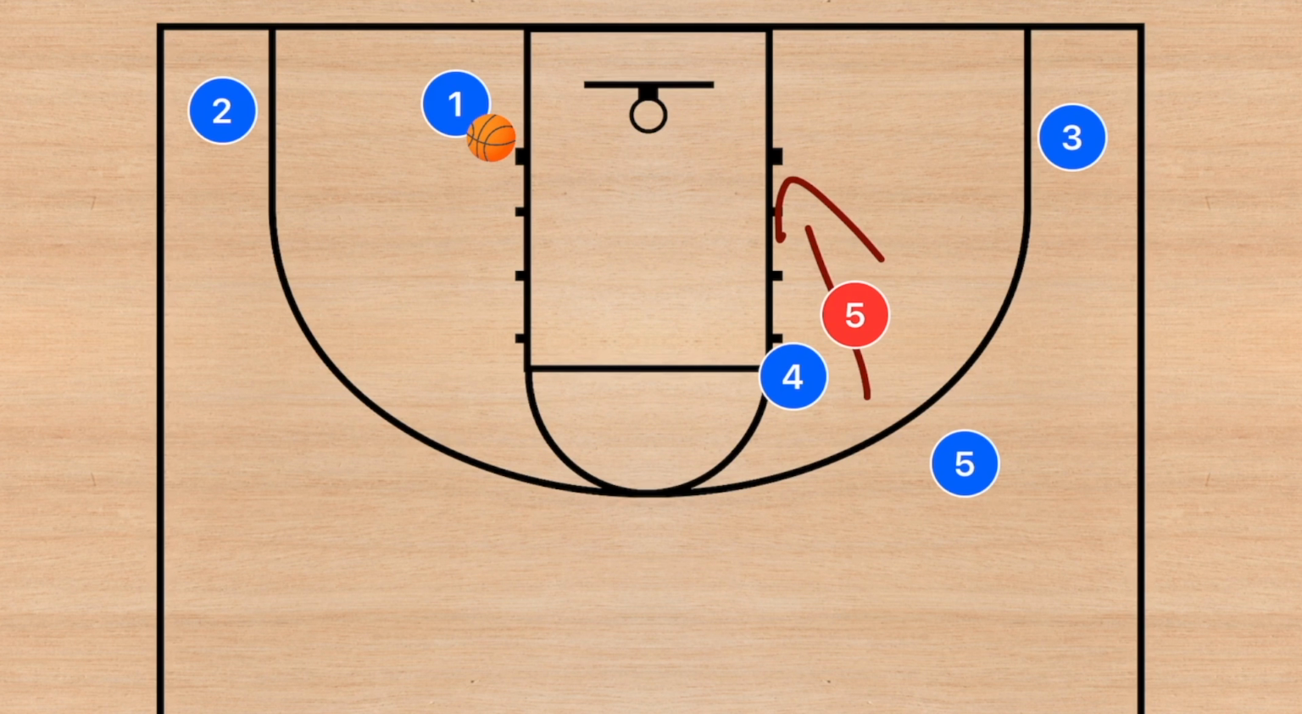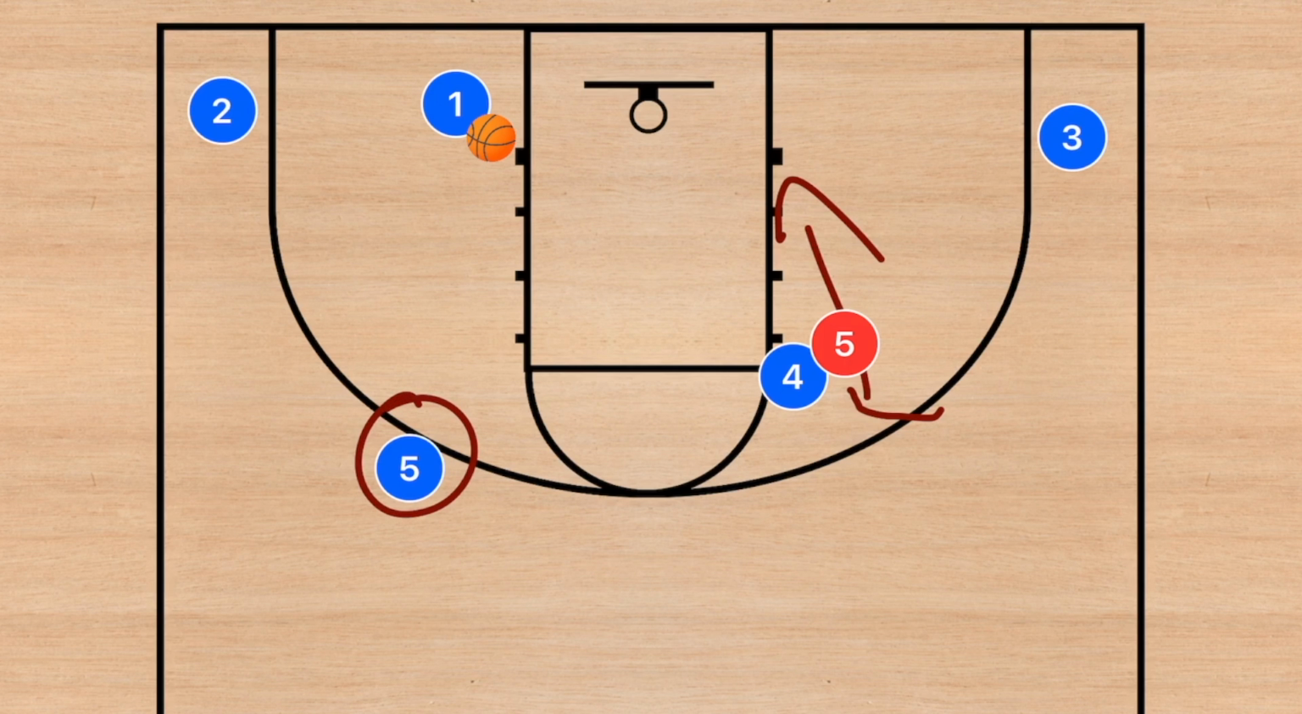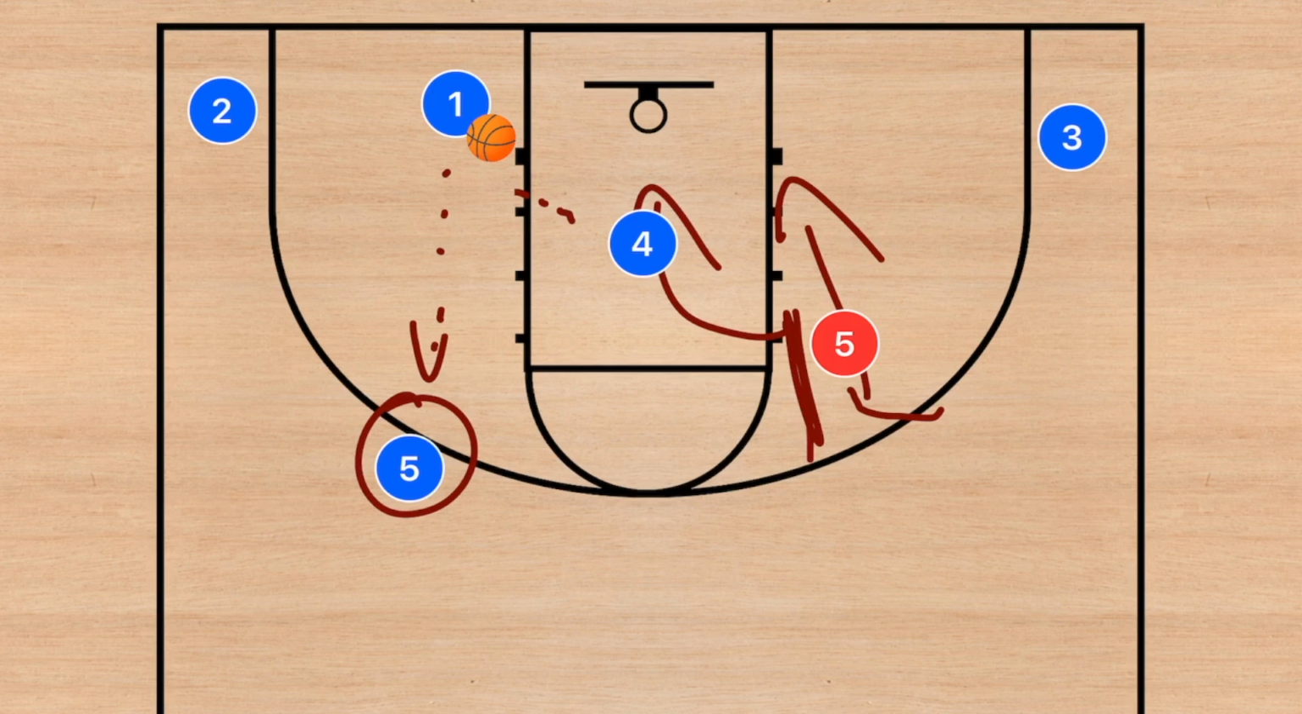If his man hasn't seen this offense yet, player 5 can make sure to bring his defender close to him, and then he uses the screen, pops out towards this wing, and then after this screen, player 4 rolls to the basket. This gives player 1 multiple different options to be able to hit for the basket.